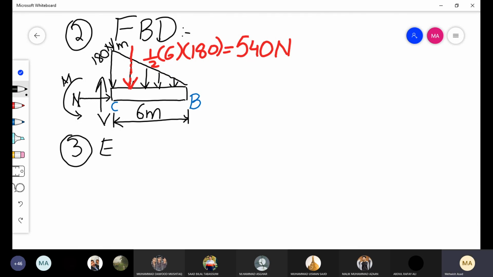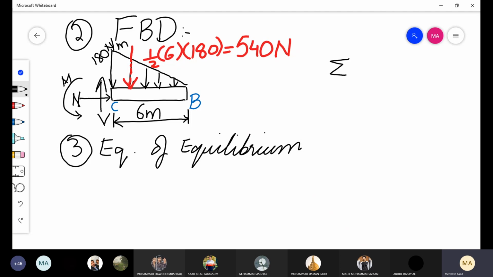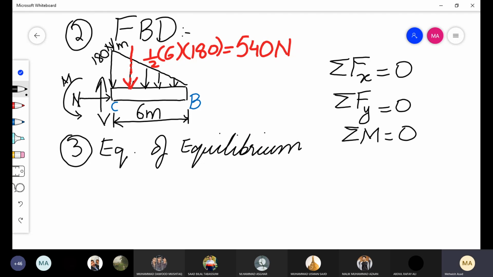So third step is equation of equilibrium. If you recall how many equations of equilibrium were applicable to coplanar force system, there were 3 equations of equilibrium. Summation of all forces in x direction is equal to 0. Summation of all forces in y direction is equal to 0. And summation of all moments to be 0. So we will use all of these equations to find out the internal loadings.